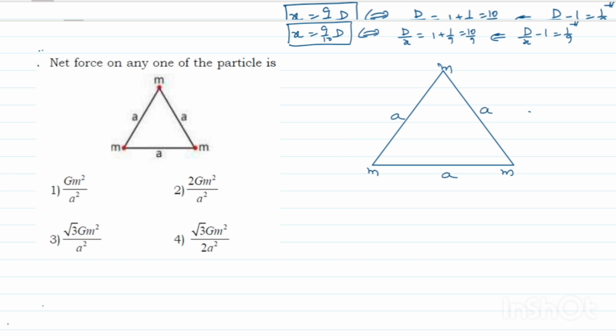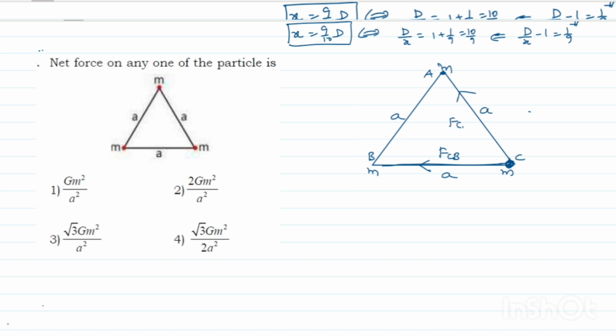Let us give the names a, b, c to the particles, and calculate the force at this point. You need to concentrate on this mass. This mass will be attracted by the b particle towards b, so FCB will act along this direction. And again the c particle will be attracted by the a particle along this direction.